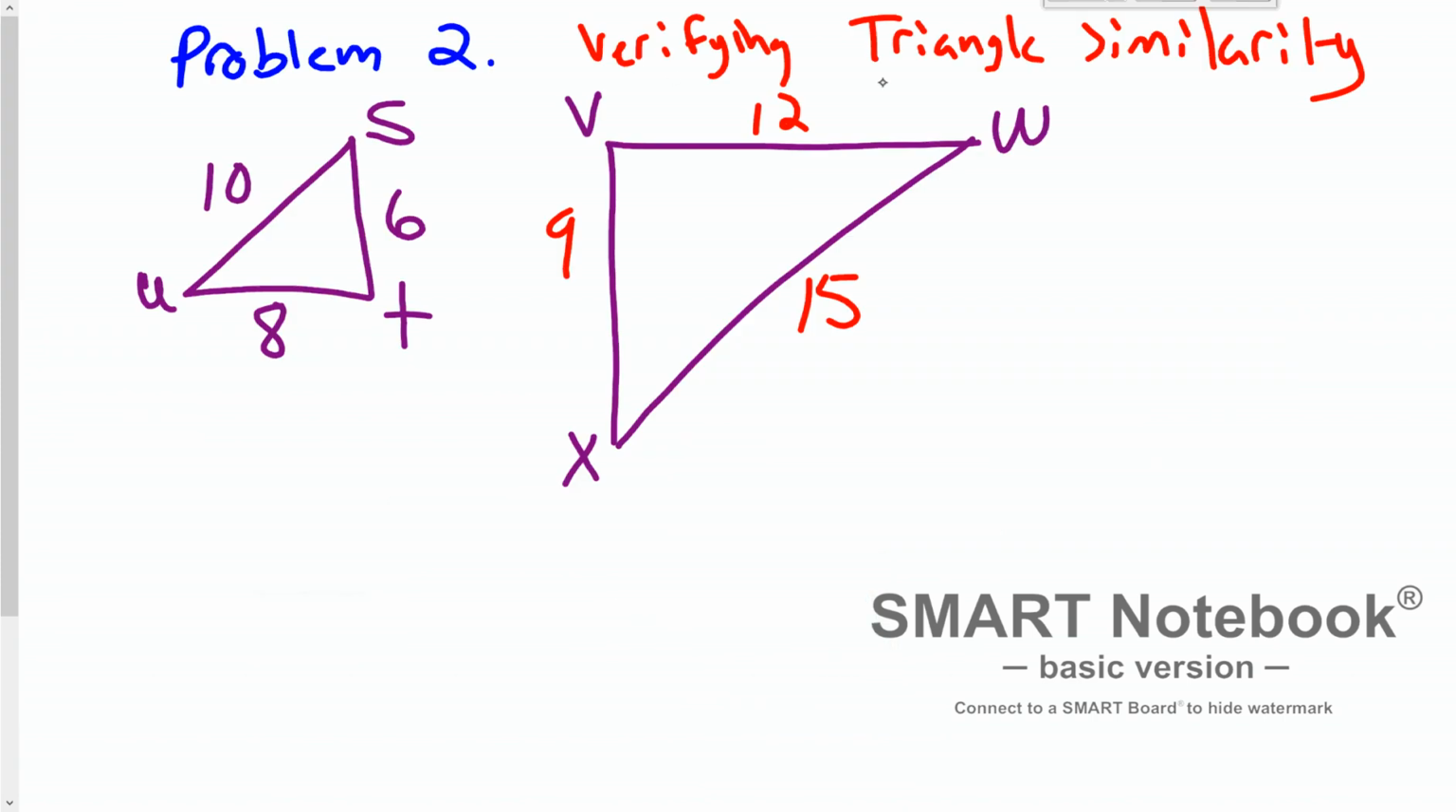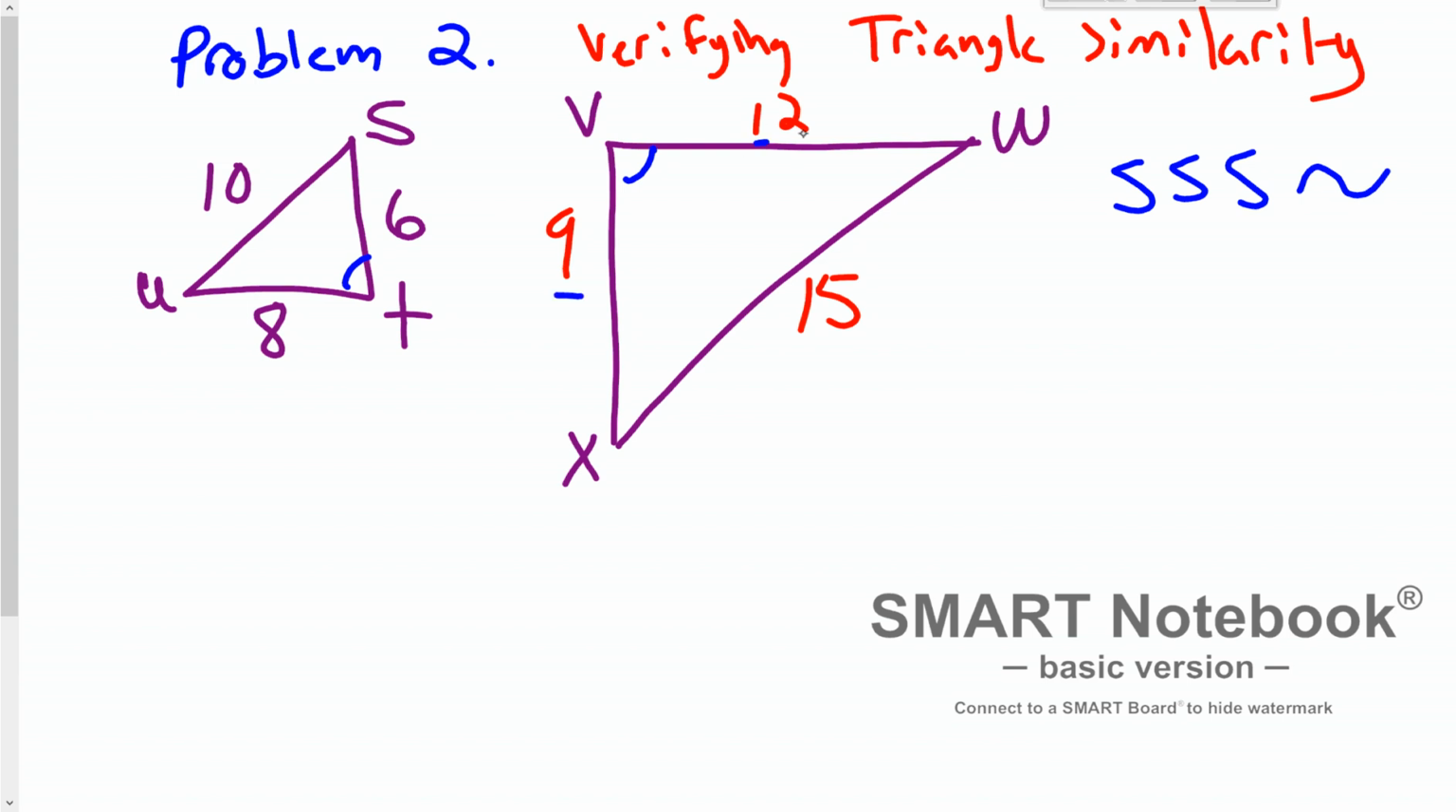So we want to verify triangle similarity. Here we have two triangles, and we notice that we're not given any angles. Because we're not given any angles, we want to use side, side, side similarity. So I need to match up which one goes with which. Maybe I need to turn one and see that V and T go together. So maybe these two angles are going to go together. And then look at the numbers here.